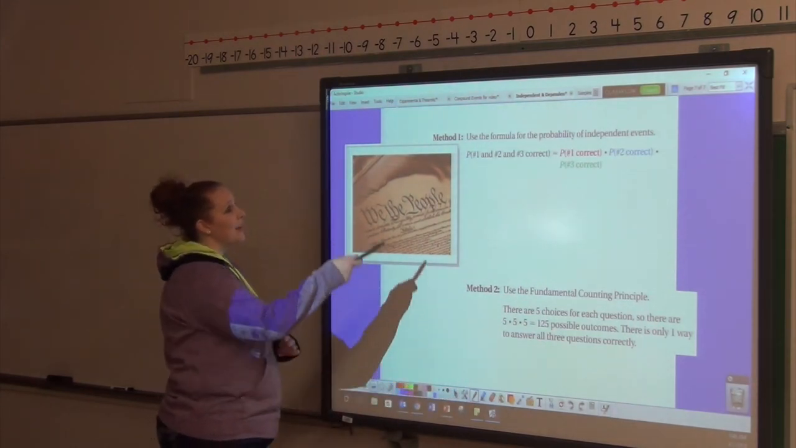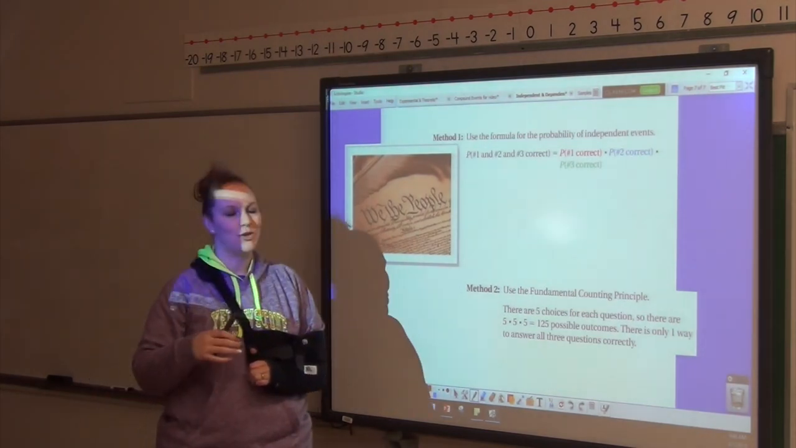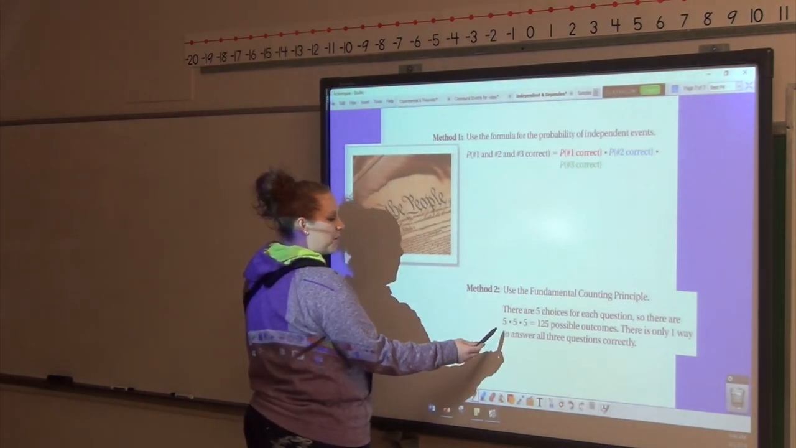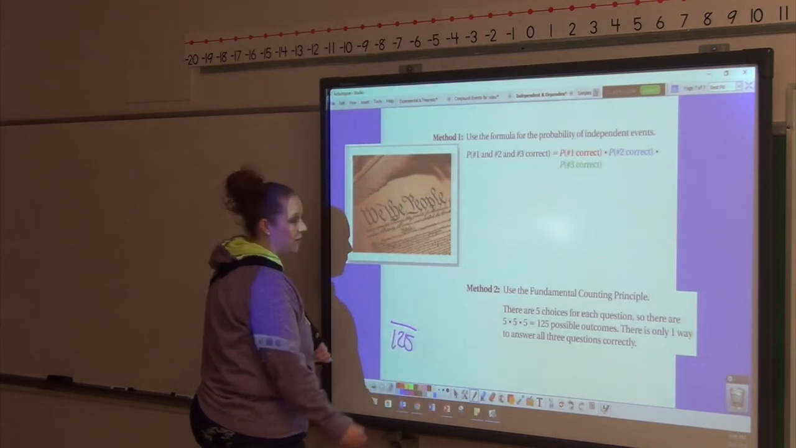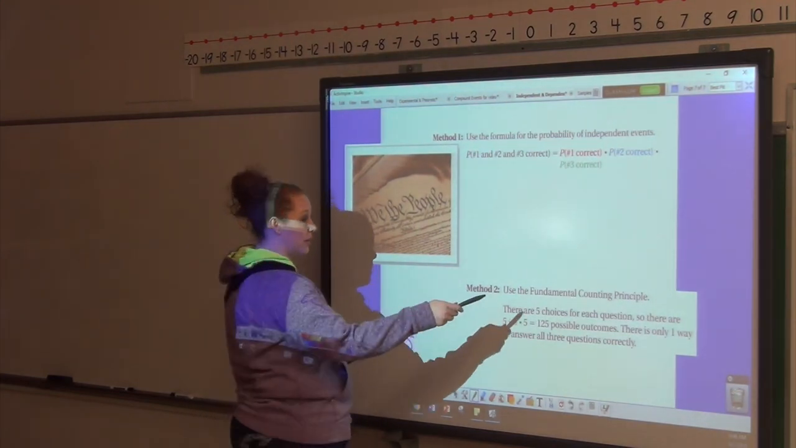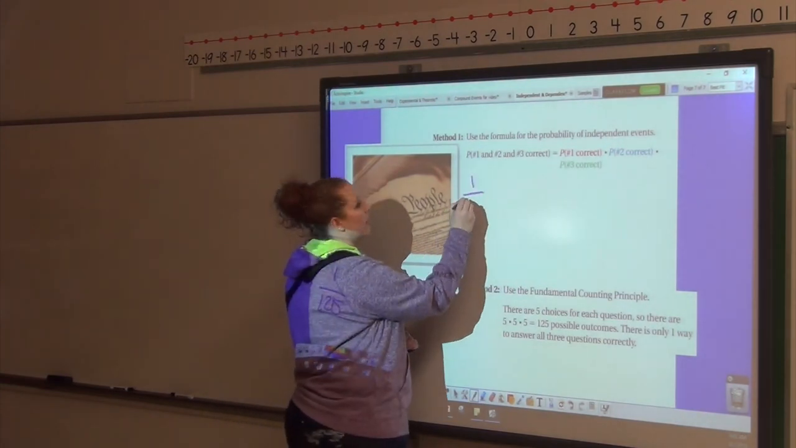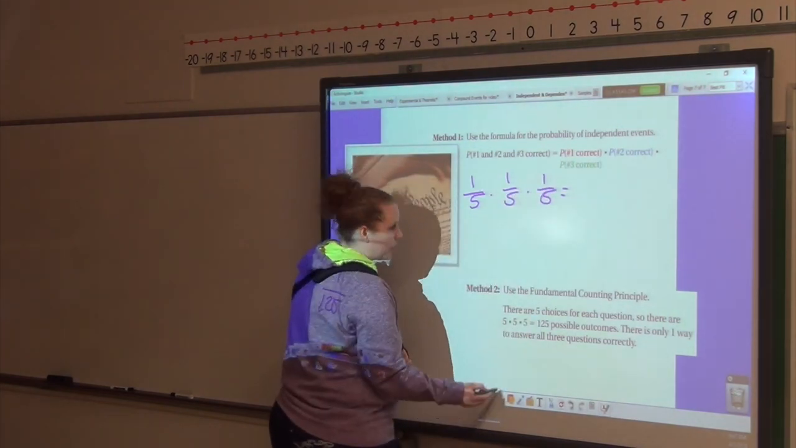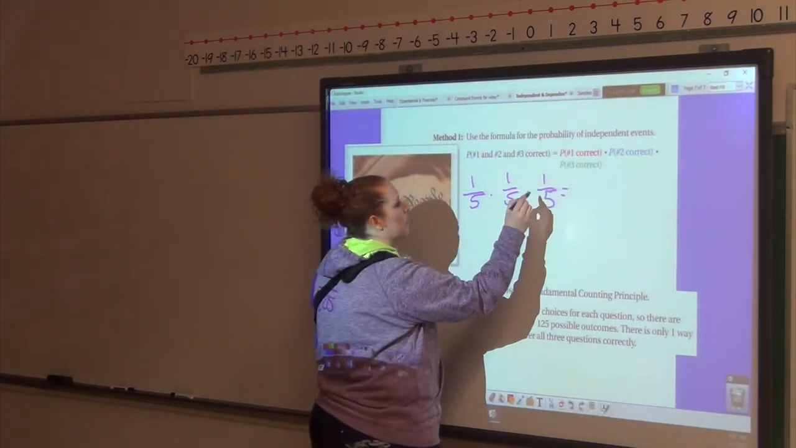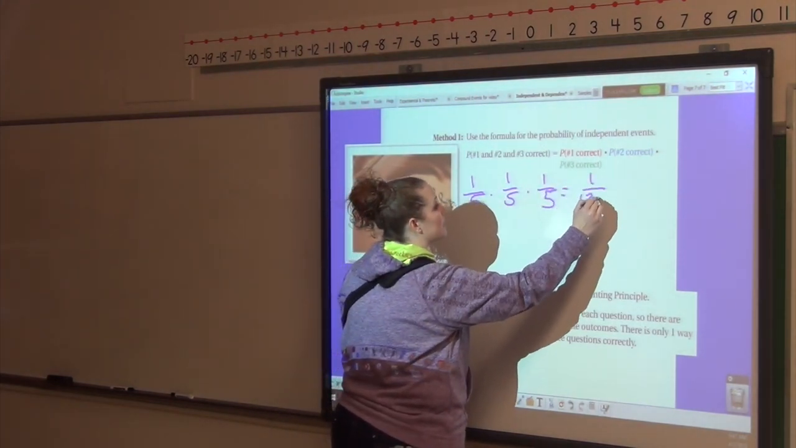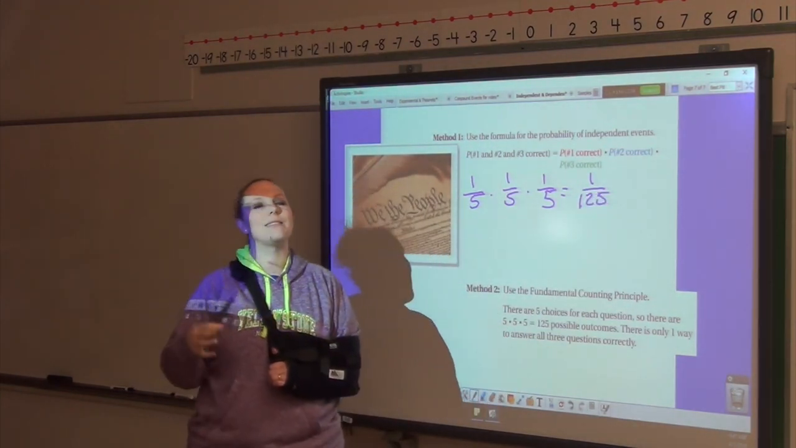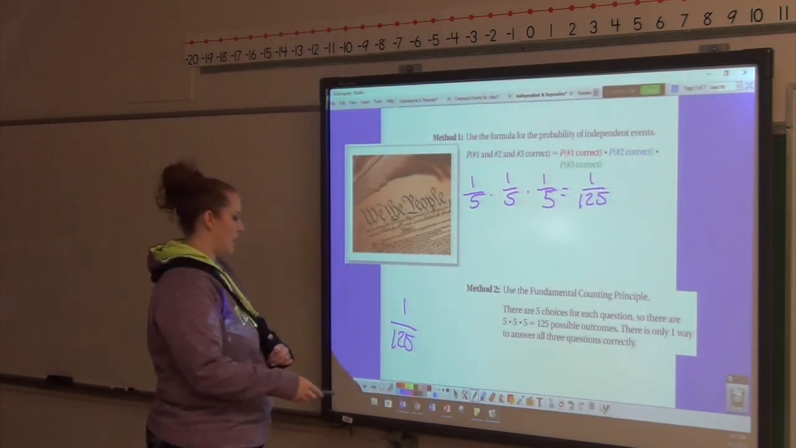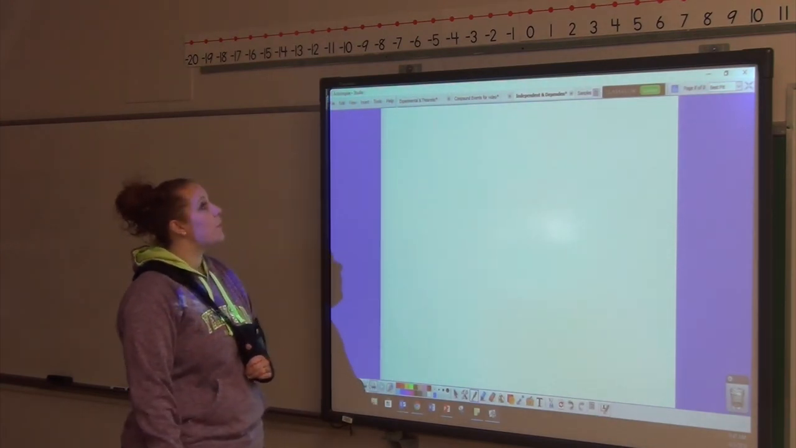The truth is these two methods are exactly the same. You are just thinking about them totally differently. Here you're thinking, okay, I have 5 possible outcomes for each one. 5 times 5 times 5 is 125. Here I have 1 possible answer for each one. 1 times 1 times 1 is 1. Where here it looks like you are multiplying fractions. So you are multiplying here. 1 times 1 times 1 is 1. 5 times 5 times 5 is 125. They are the same exact method. They call them different methods because you're thinking about them differently, but you really are doing the same thing. All right, that is it for independent and dependent.